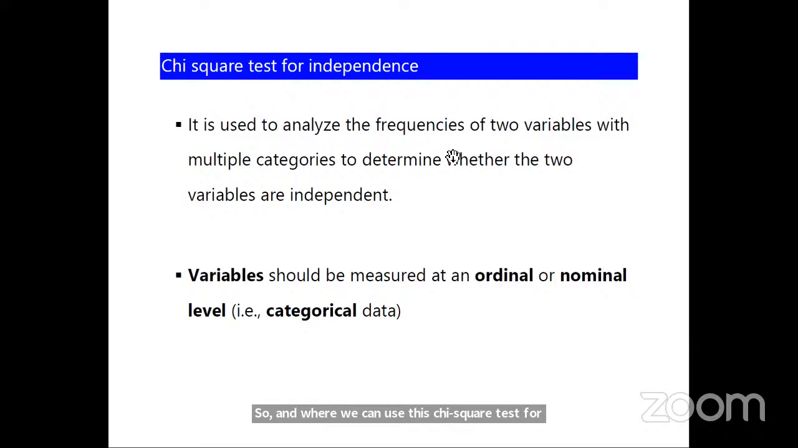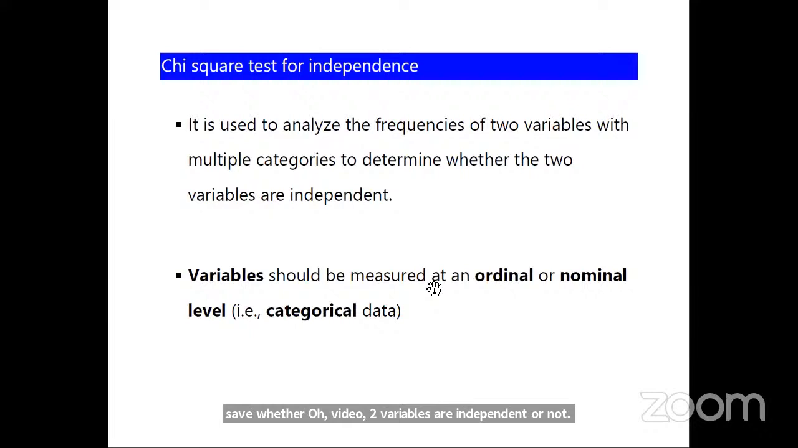It is used to analyze frequencies of two variables with multiple categories. Okay. At least two variables we should have and minimum two categories for those variables, to determine whether the two variables are independent. From the name itself, it is given here that it is the test for independence, when we have to say whether two variables are independent or not.